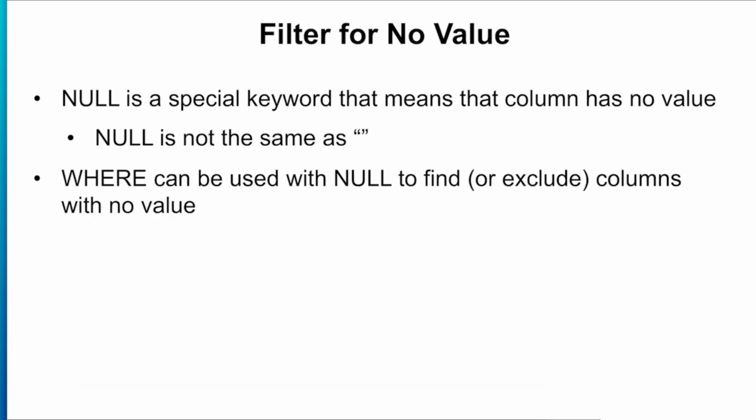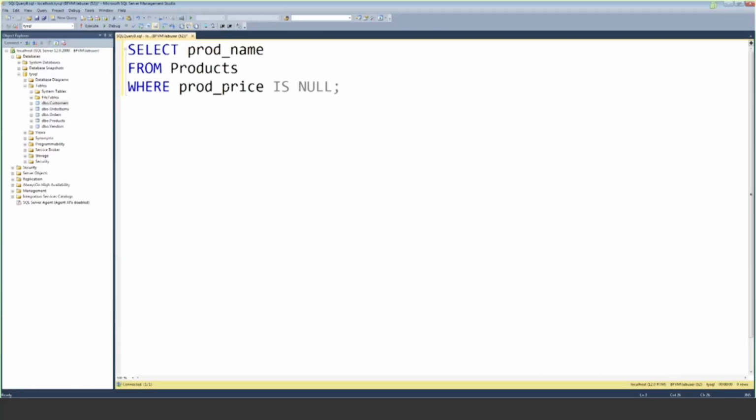A null is a special keyword that you could use in where clauses to find or exclude columns with no value. And let's look at a couple of examples of that, because this is actually really important and something you're going to use very often. Here, I'm looking for the names of all products that have no price. And that's obviously not going to return anything because all the products have a price. So not an overly sensible example, but important to note that it's actually valid SQL.